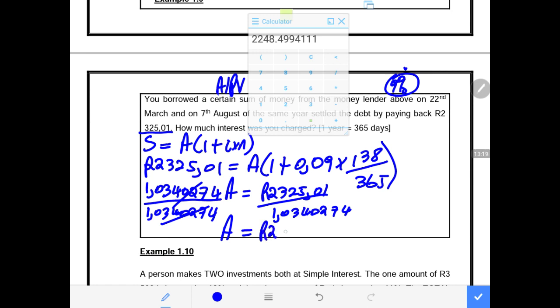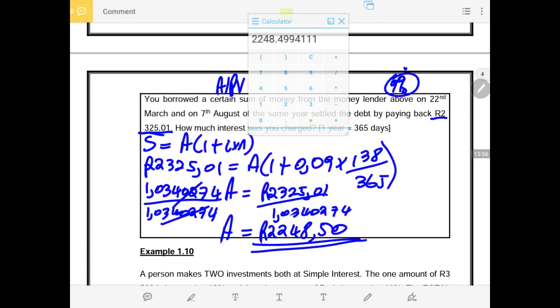equals 2,248 rands 50 cents. So this is the amount that was borrowed for the period of the 138 days. And this is the amount that we paid back, 2,300, because this money lender for every 24 rands is charging only 18 cents. So now we do have our A.